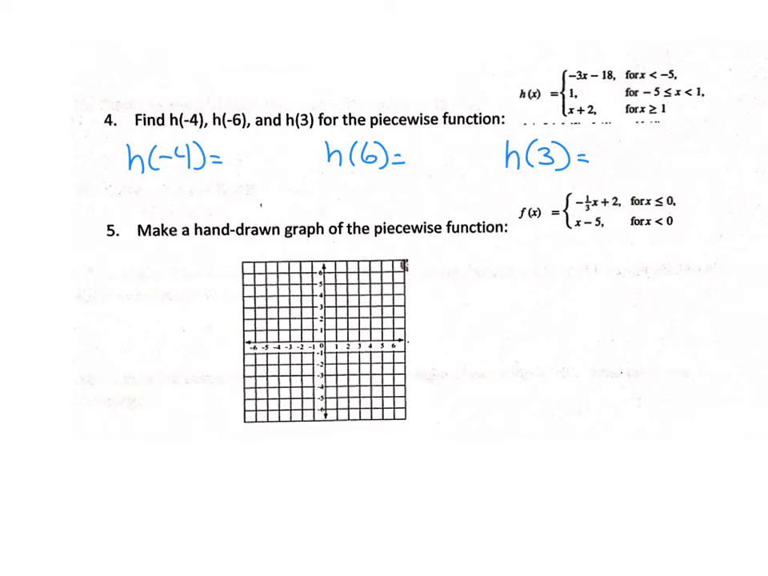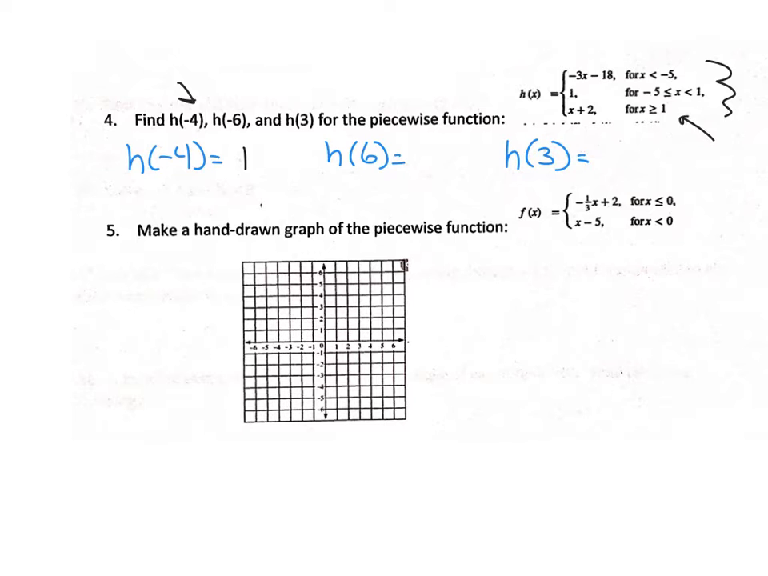All right, piecewise. The first one says h of -4, so I'm going to come over here to the right side and look where the -4 would fit. -4 would fall in between 1 and -5, so I'm looking at the second equation, so it's just going to be 1. Second part says h of 6, same thing.